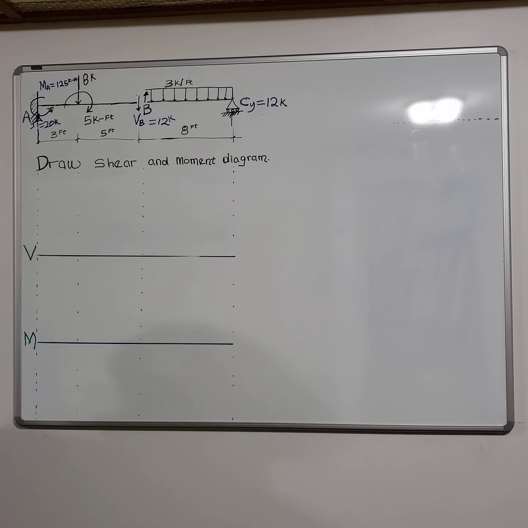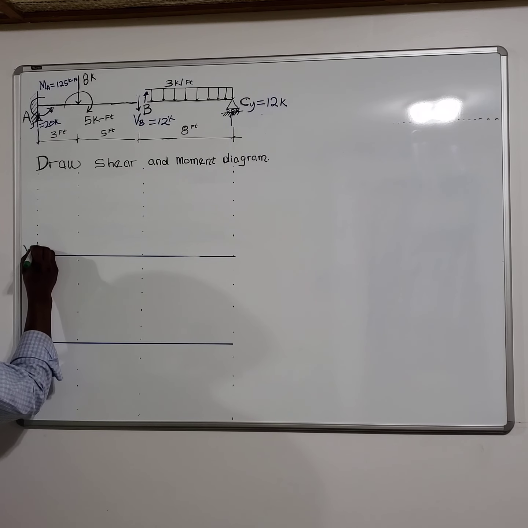So let's start. To draw a moment and shear diagram, realize that the area under the load diagram makes your shear diagram. I say it again: the area under the load diagram makes your shear diagram. So we have force AY as 20. You start and it's positive. So this point is 0. From this point up is positive, from this point down is negative. So we go 20 kips up.